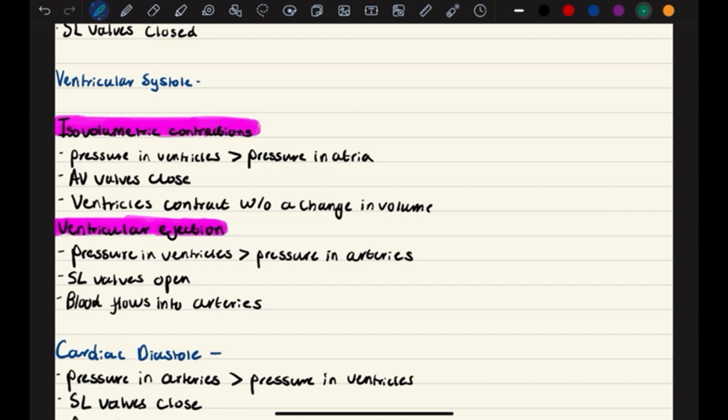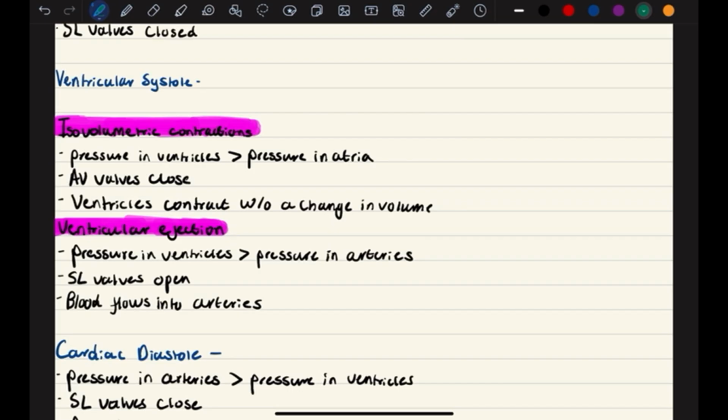So your AV valves need to close, right? Your AV valves close to prevent the backflow of blood. Cool. Once that happens, it means that your ventricles can continue to contract. Remember, the semilunar valves are still closed. So your ventricles are contracting. They're building up the pressure because they're contracting, but the volume actually isn't changing because the blood has nowhere to go. Remember, the AV valve is closed. The semilunar valve is also closed, yeah?